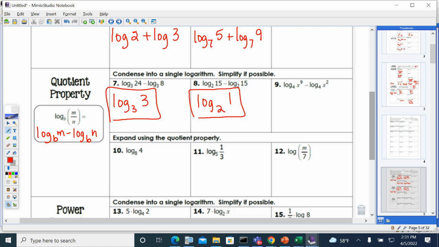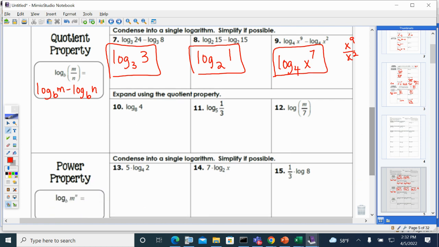On number 9, let's look at number 9 real quick. Log base 4 of x to the 9th minus log base 4 of x to the 2nd. Again, the log and base do not change. But how do I divide here? If I have x to the 9th power and I divide by x squared, what do I do with those exponents? Well, I'm going to have to subtract. X to the 7th power would be your answer for number 9.